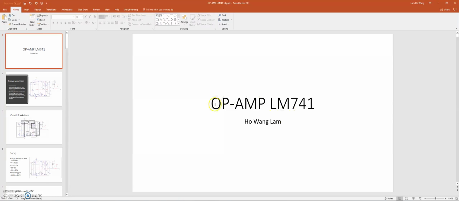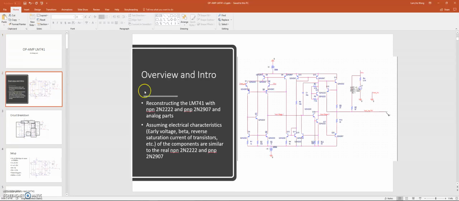Hi, I'm Ho Lam. Here I want to present my analog electronics finals, which is the internal of the OPAMP LM71 and the low power version. So first, I want to go through the overview and the introduction.